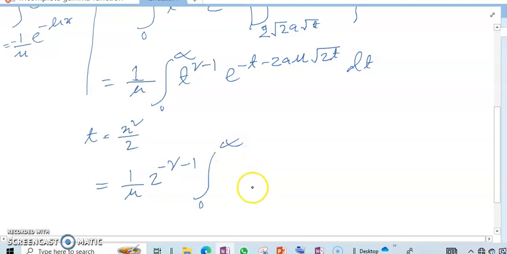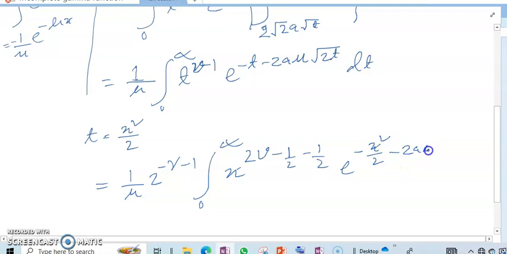It can be written as the integral from 0 to infinity of x to the power 2 nu minus 1 minus half, and minus half e to the power minus x square, into dx.